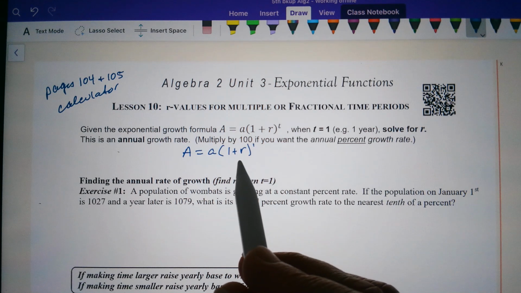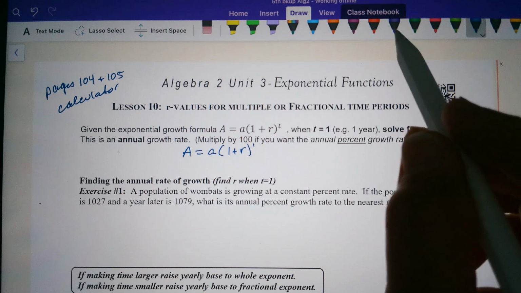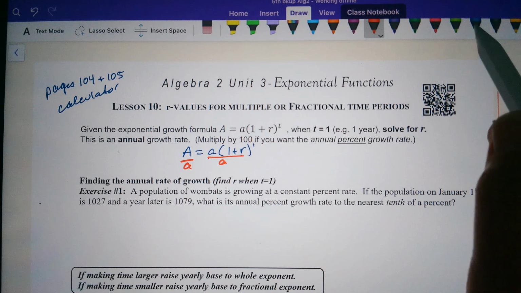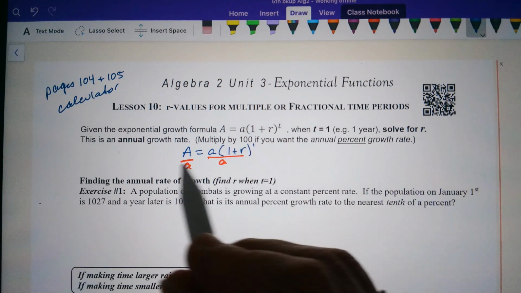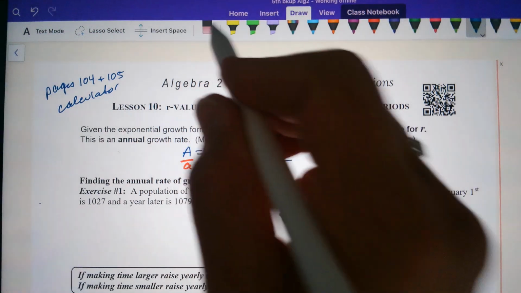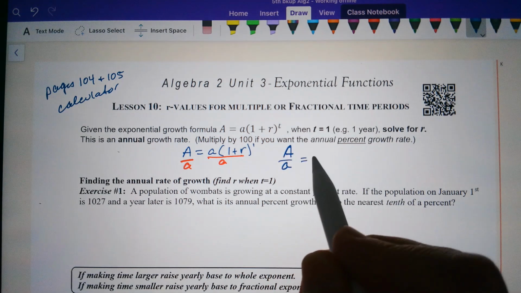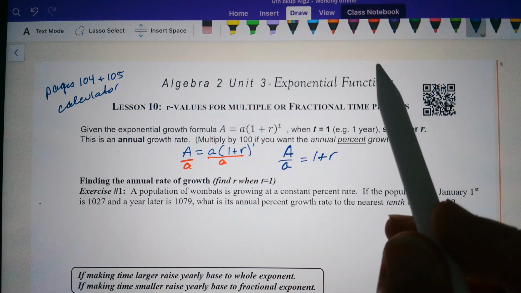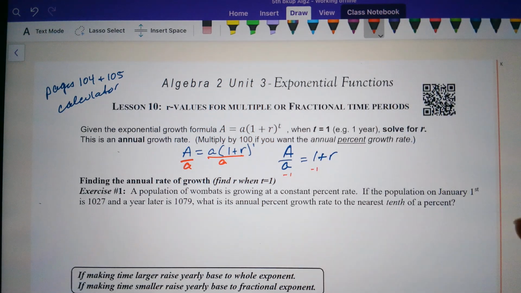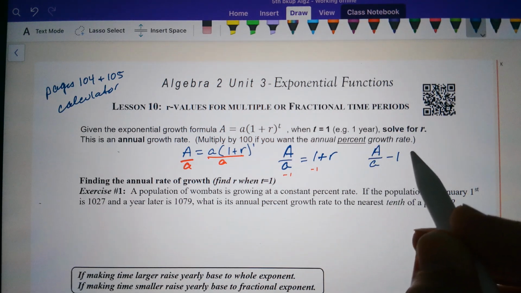And if we want to solve this for r, right now we have a times 1 plus r. We'll undo the multiplication by dividing by a. That results in capital A divided by lowercase a equals 1 plus r. And now one more step and we'll have r by itself. Subtract 1. So capital A divided by lowercase a, subtract 1 equals r.